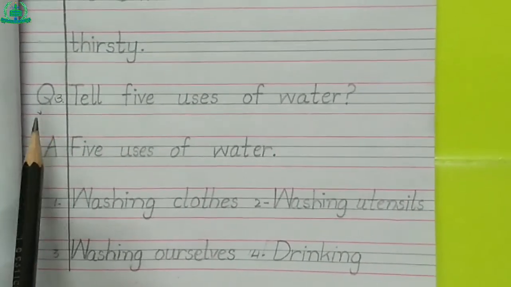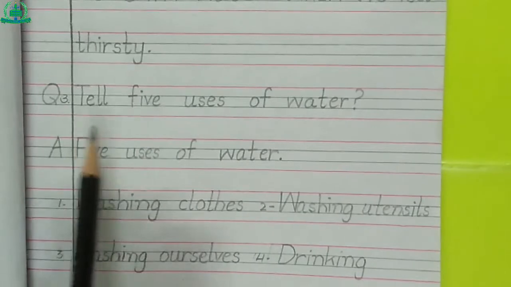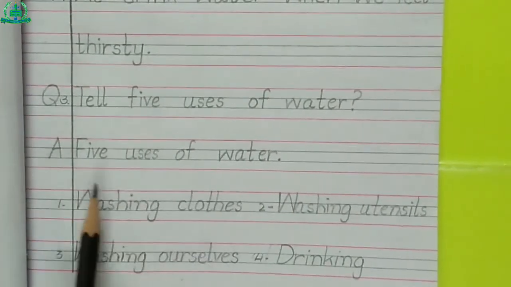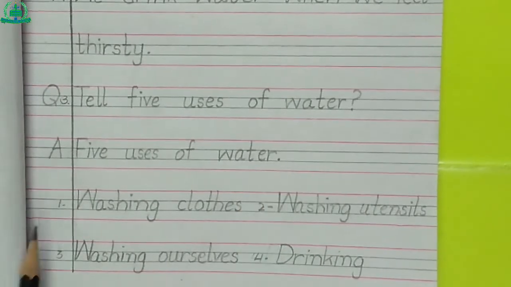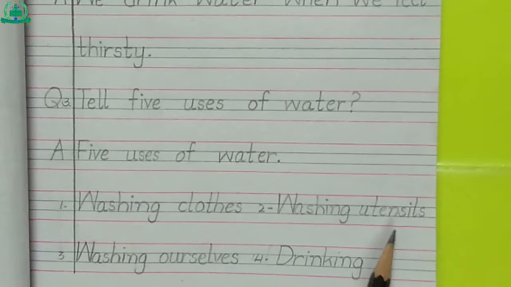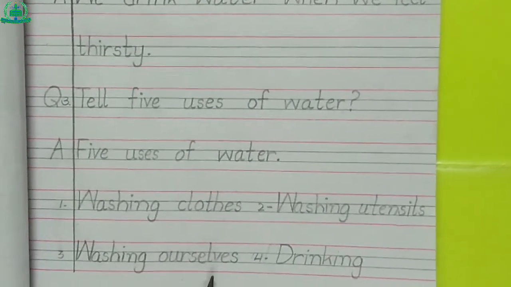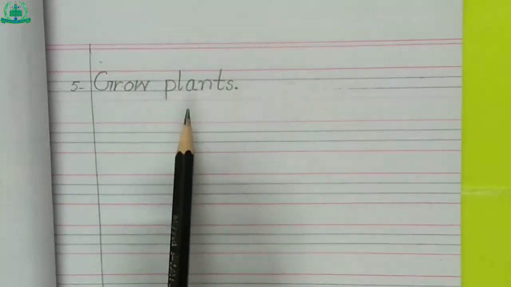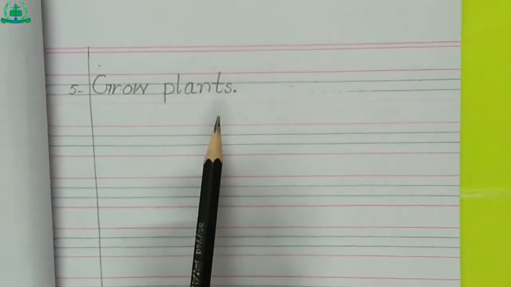Question number 3. Tell 5 uses of water? Question mark. Answer is, 5 uses of water. Full stop. Number 1. Washing clothes. Number 2. Washing utensils. Number 3. Washing ourselves. Number 4. Drinking. Number 5. Grow plants. Full stop.